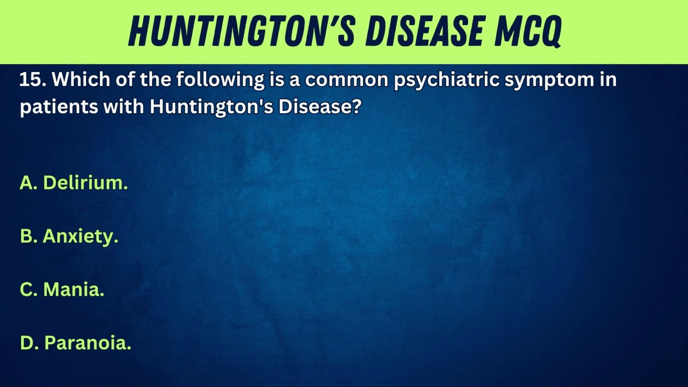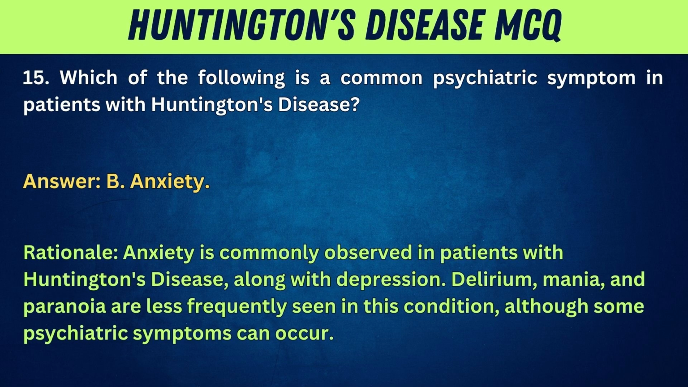15. Which of the following is a common psychiatric symptom in patients with Huntington's disease? A. Delirium. B. Anxiety. C. Mania. D. Paranoia. Answer: B. Anxiety. Rationale: anxiety is commonly observed in patients with Huntington's disease, along with depression. Delirium, mania, and paranoia are less frequently seen in this condition, although some psychiatric symptoms can occur.